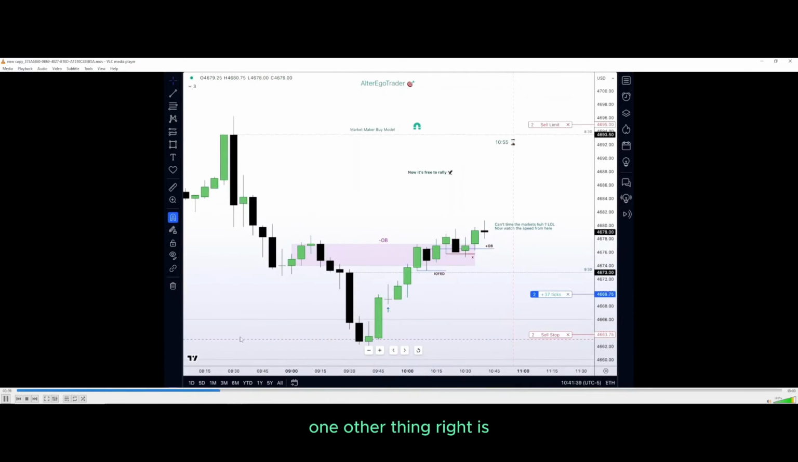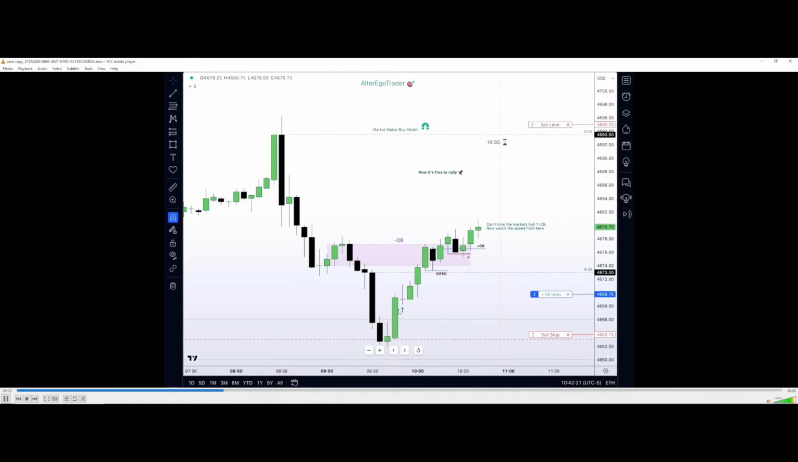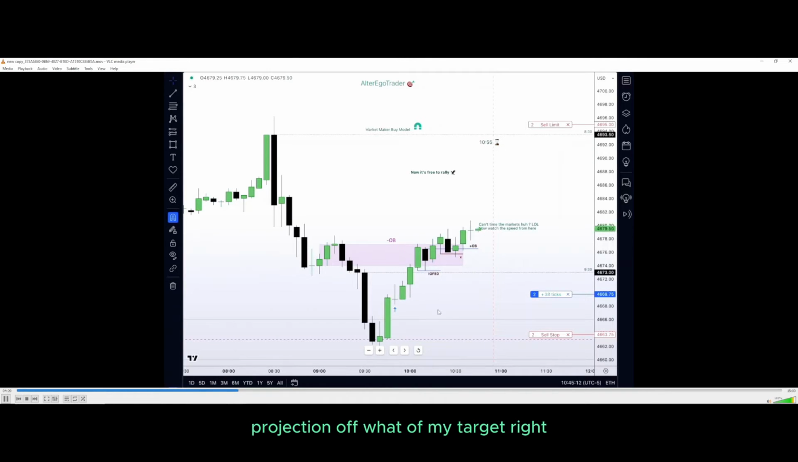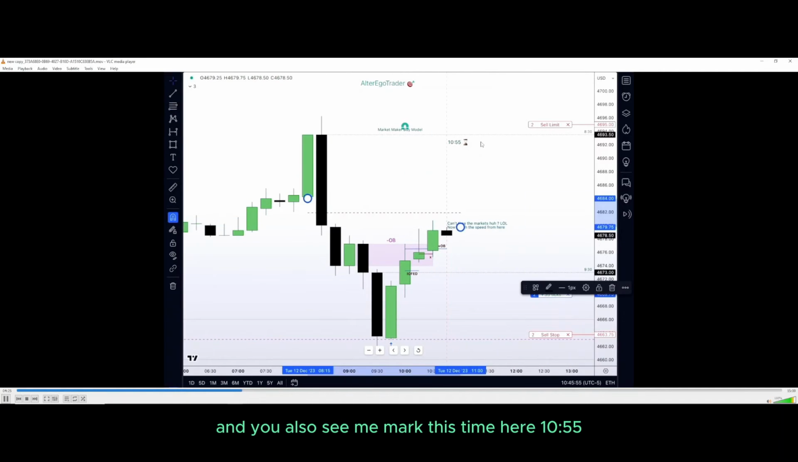One other thing here is a measuring gap. Here is a breakaway gap, a fair value gap that I didn't want to see filled. This is a measuring gap, and I'll show you how I use this measuring gap in projection of my target. And you also see me mark this time here, 10:55.